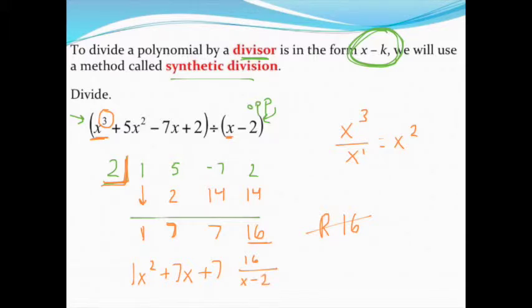We do need to make sure that we have some kind of sign between our constant and the remainder. So I'm going to throw a little plus sign in there. This is going to represent my quotient: 1x squared plus 7x plus 7, and then plus the remainder, which is 16 over x minus 2. And that's how synthetic division works.